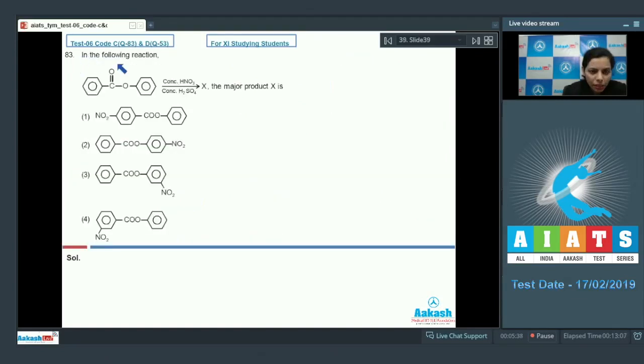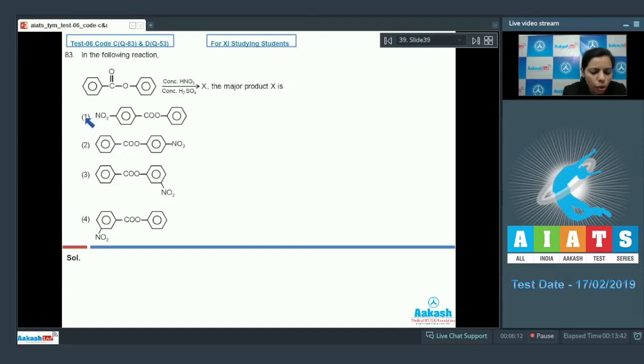Question number 83. In the following reaction, concentrated nitric acid and concentrated sulfuric acid are added to form a product X. If these two reagents are added to the aromatic compound, there is the process of nitration. It is an electrophilic substitution reaction, and nitration is the process taking place. After this reaction, there's the formation of the product, and you need to identify the major product X in this case.